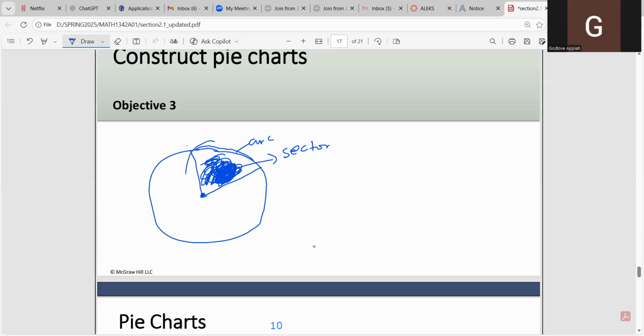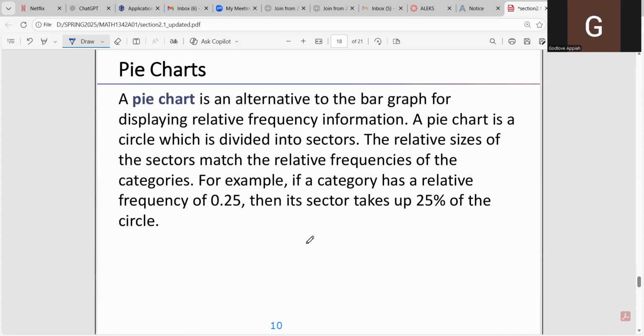This sector here is going to represent a category in the qualitative data set. Whenever you have data that has been organized as such, this is referred to as a pie chart. The size of the sector also corresponds to the relative frequency of that category. For example, if a category has a relative frequency of 0.25, then the sector for that category must take up about 25% of the circle. That is how we construct pie charts.